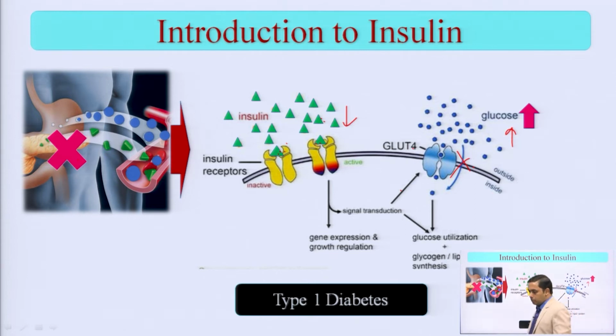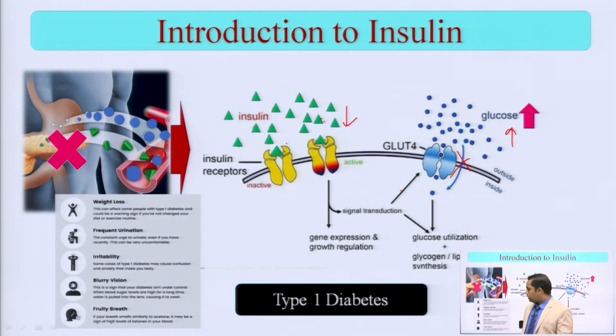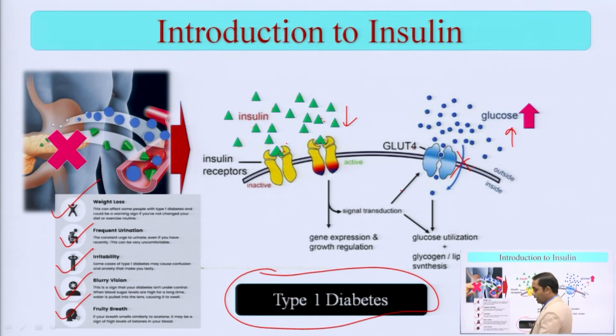So, when you test somebody's glucose level, you will observe he has a high level of glucose in his blood. What are the complications? The patient will suffer from weight loss, frequent urination, irritability, blurry vision and fruity breath. These kinds of problems will happen. These things are called type 1 diabetes.